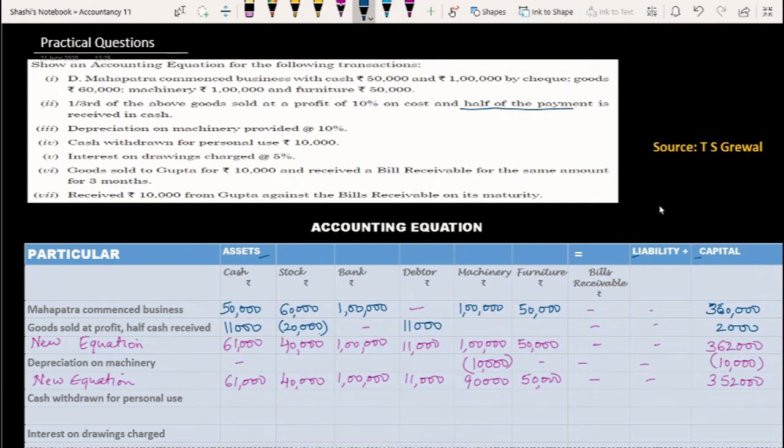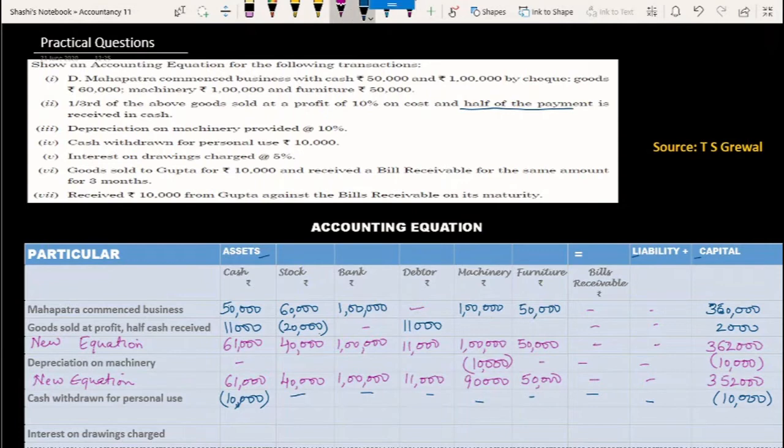Now it says cash is withdrawn for personal use 10,000. Cash, of course, it's withdrawn. So here we are going to write 10,000 as a cash is withdrawn, and this will be written in brackets. Same way here it's like 10,000 withdrawn. So drawings will reduce your capital. So here other thing will remain same. There is no changes over here.